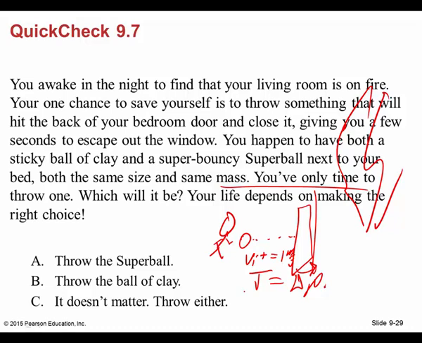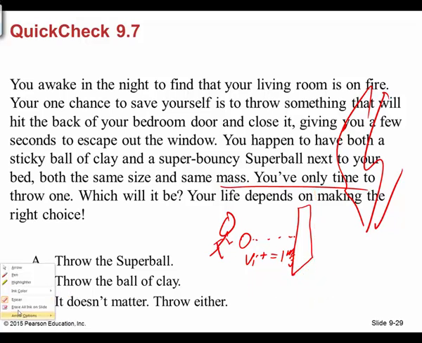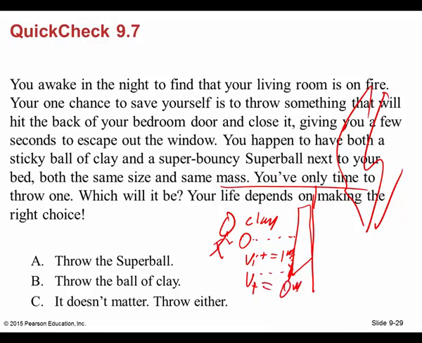If we throw the clay ball, what's the final velocity going to be? I always do this demonstration in my calculus-based physics class. If we throw the clay, what's it going to do on the back of the door? It's going to flatten out, isn't it? The final velocity is 0 meters per second.